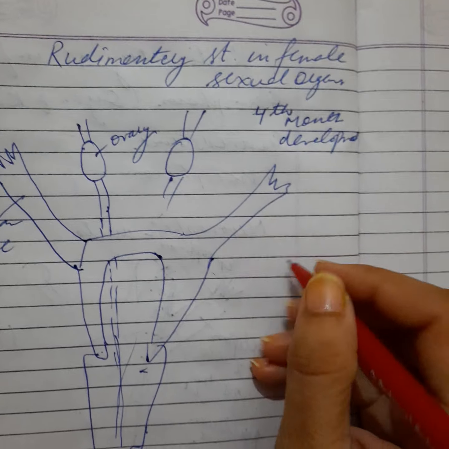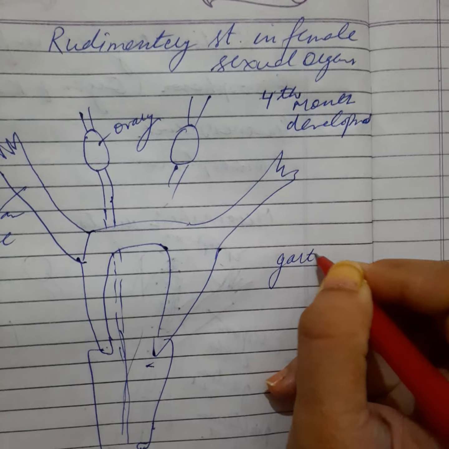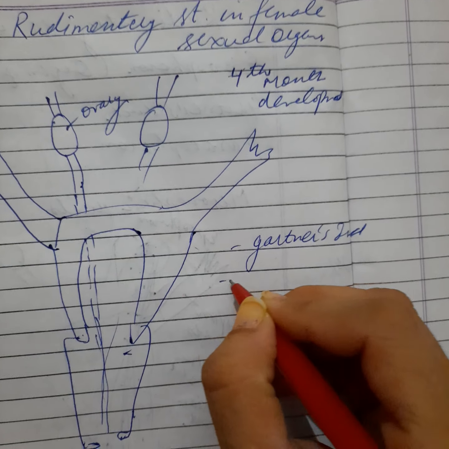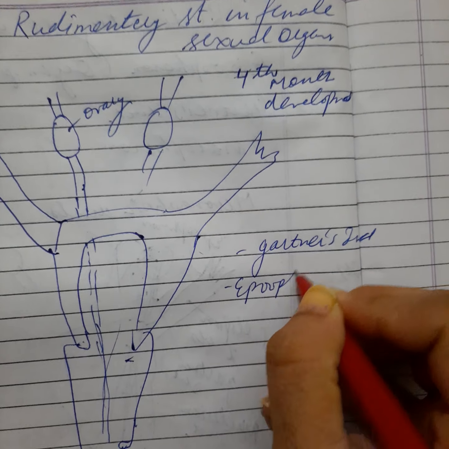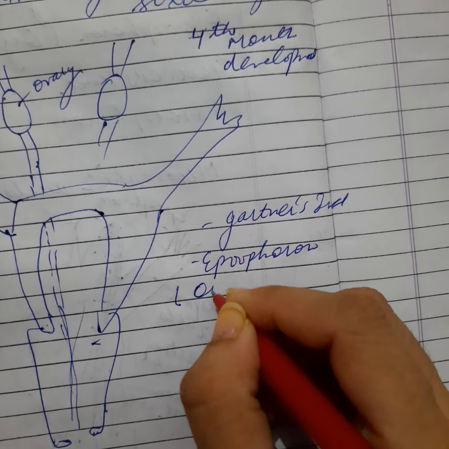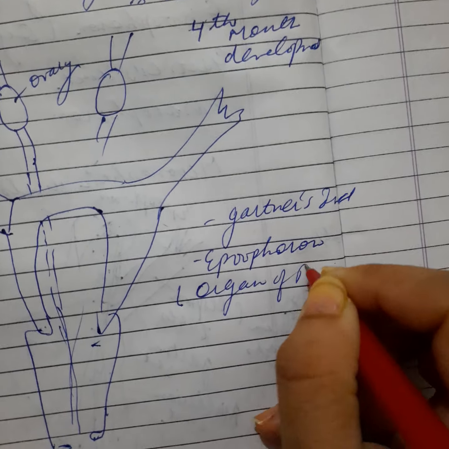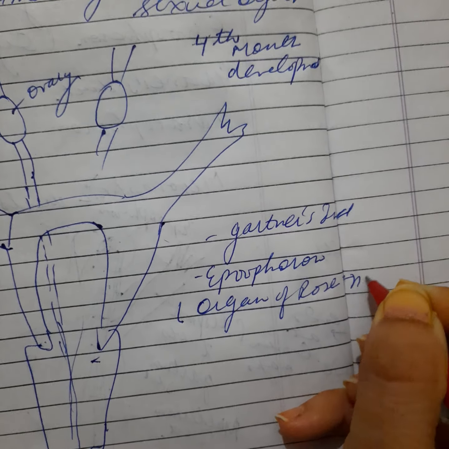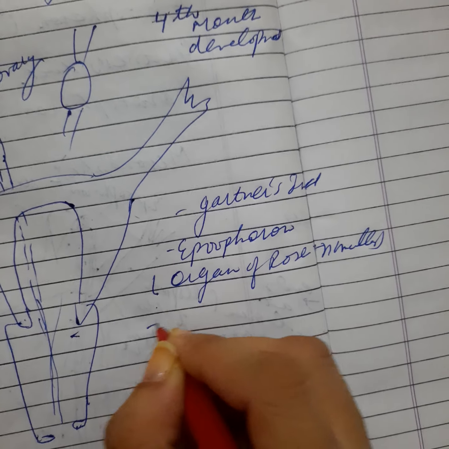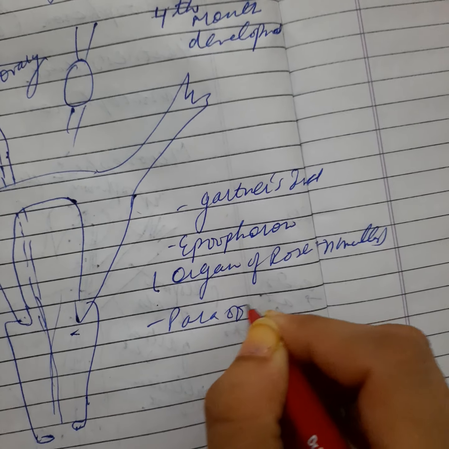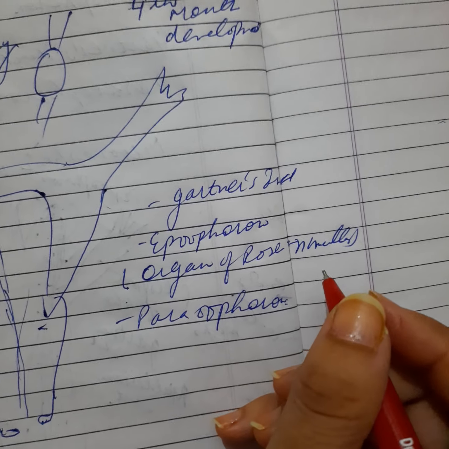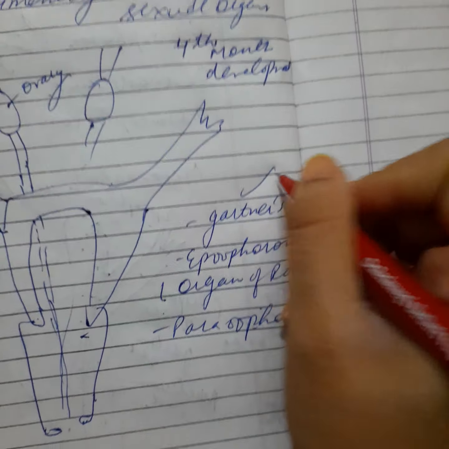So these are mainly Gartner's duct, epiophoron, that is also called organ of Rosenmuller, and paraoophoron. But firstly we will discuss the Gartner's duct.